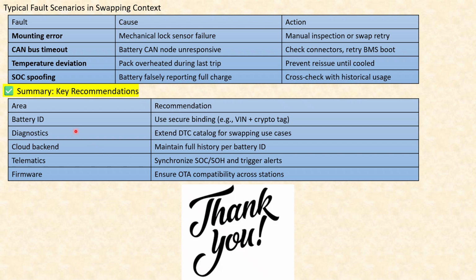So in summary, what are the various areas? The battery ID: use secure binding. Diagnostics: extend the DTC catalog for swapping use cases. The cloud backend: maintain full history for battery ID. Coming to telematics: synchronize SOC, SOH and trigger alerts. And talking about firmware: ensure compatibility across the stations. All right, so I hope all of you got the role and the importance of diagnostics when it comes to battery swapping and its application in the swapping stations.